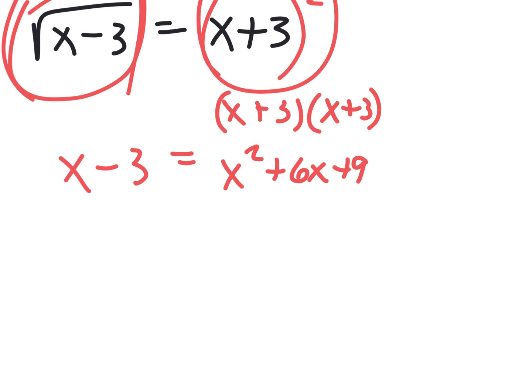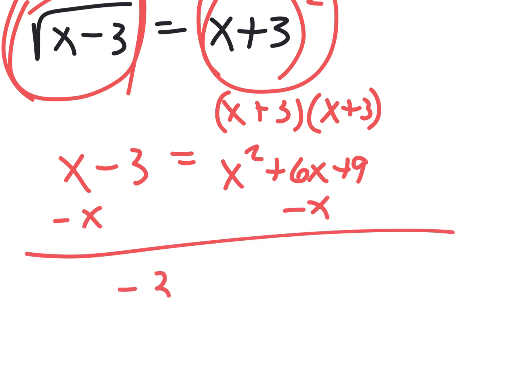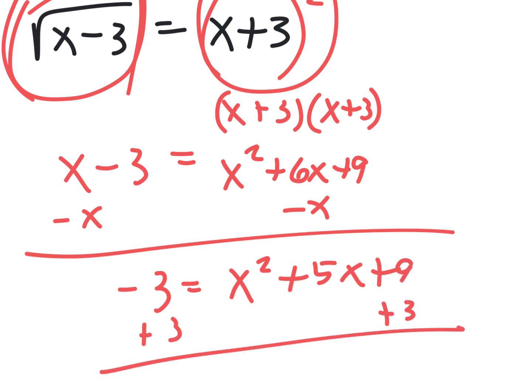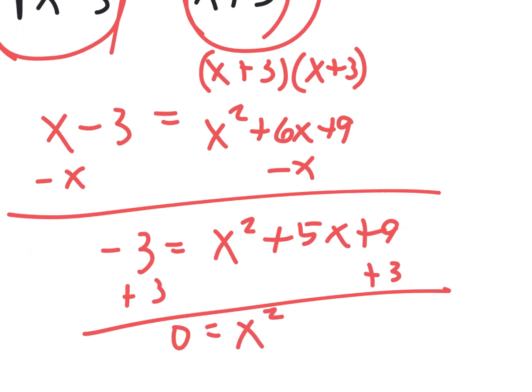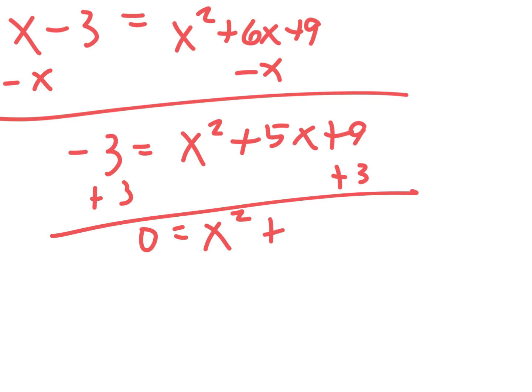And then I have to get this all to one side, so I'm going to take away x from both sides. Negative 3 equals x squared plus 5x plus 9, and then I'm going to add 3 to both sides. The point is, I'm trying to get this equal to 0. All quadratics should be set equal to 0, and then if you can factor it, you should.